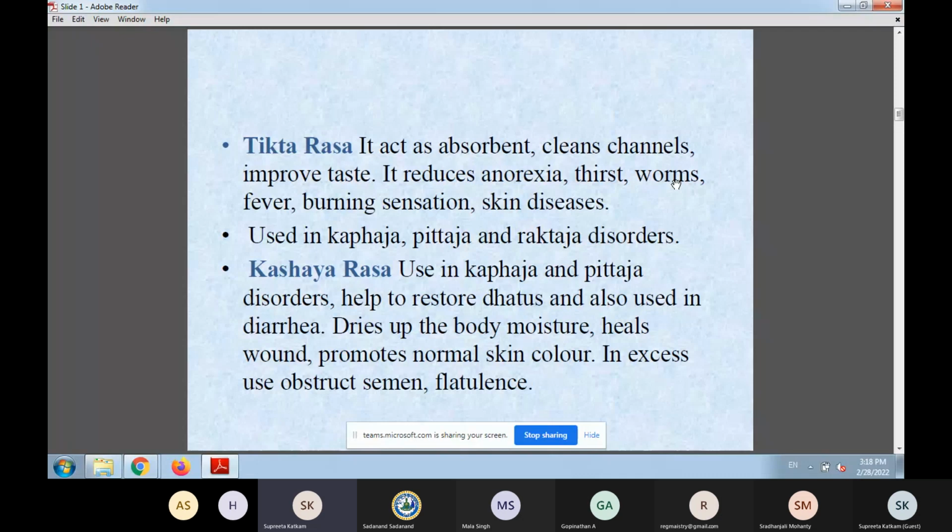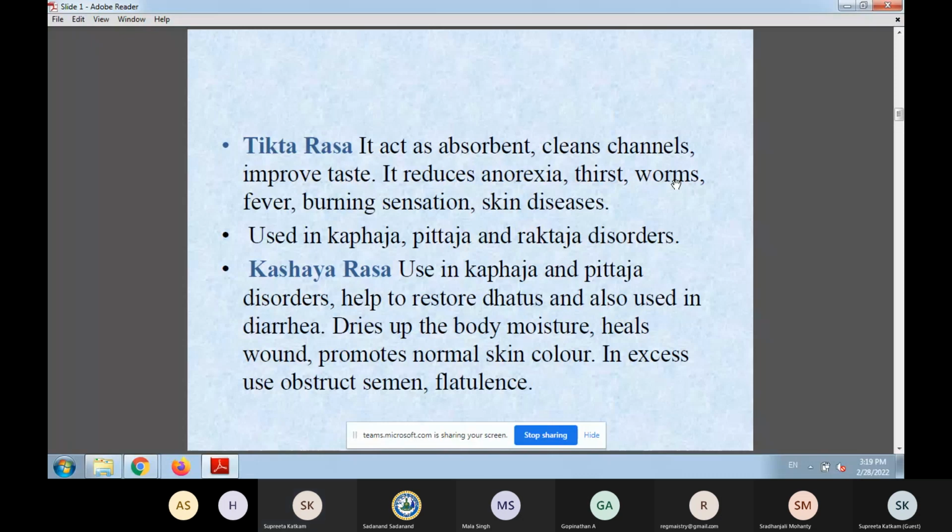Tikta rasa substances, medicinal plants, etc. are the drug of choice for fever, burning sensation, burning micturition, and especially skin disease. So tikta rasas are very important. Wherever you feel there is pitta involvement, tikta rasa substances have to be given. Since it is going to pacify pitta, it is also going to pacify rakta dhatu. Any disorders affecting the rakta dhatu can be well addressed with tikta rasa substances.